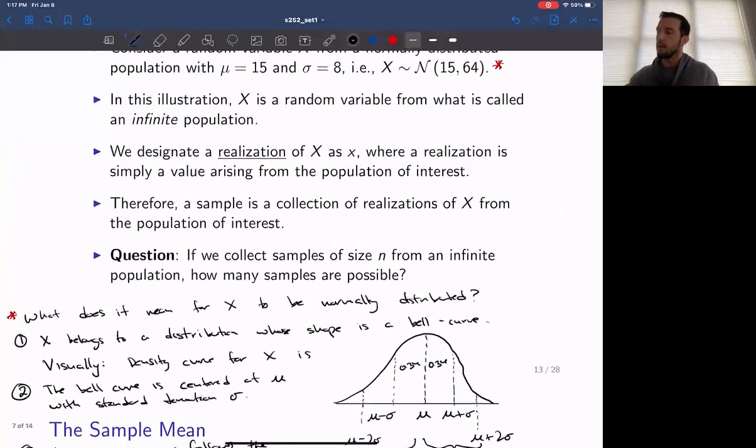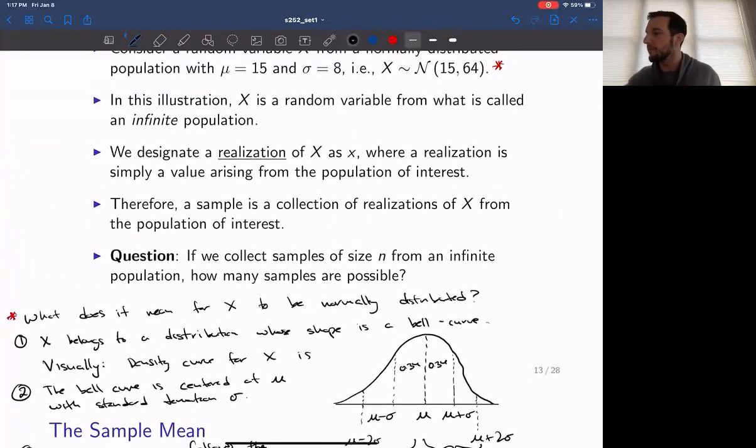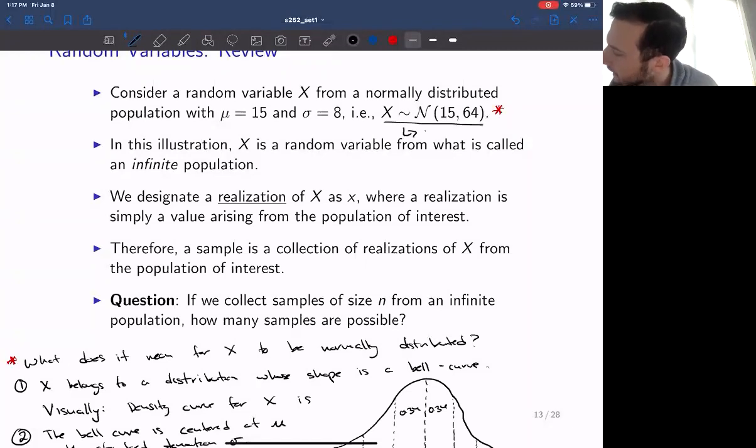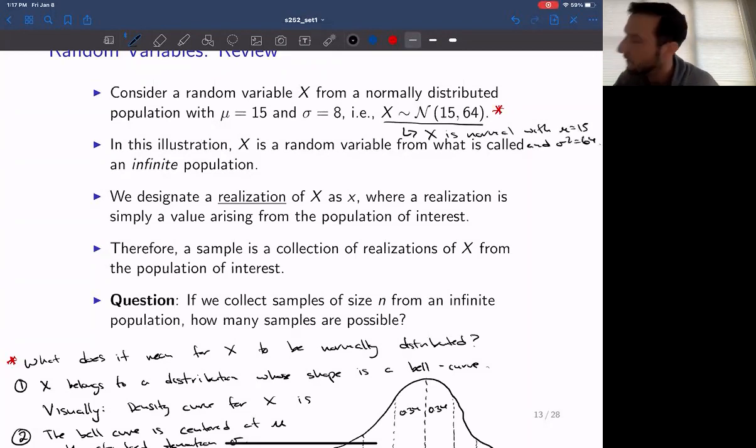All right, so we define the notation X ~ N(15, 64) to represent a random variable following a normal distribution with mean 15 and variance 64. So this part here is just a symbol saying X is normal with mu equals 15 and sigma squared equals 64. Okay, so that's just a shorthand notation for that idea.